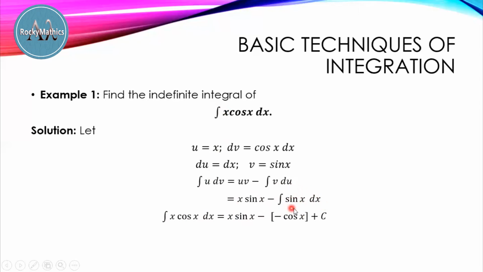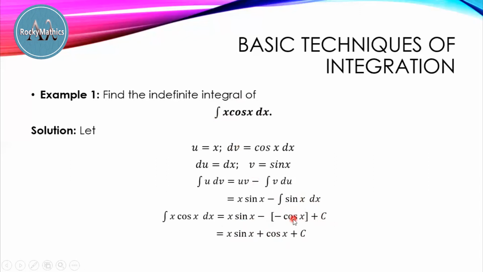Now, the integral of sine x is negative cosine x. Then don't forget to add c. So this is equal to x times sine x, and negative times negative becomes positive. So we have x sine x plus cosine x plus c. So this is our indefinite integral of this problem.